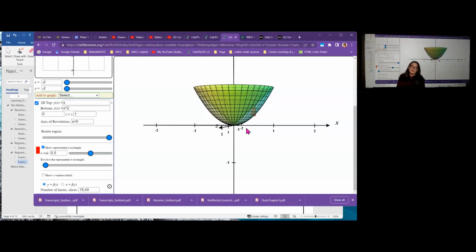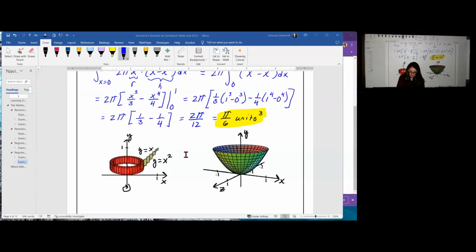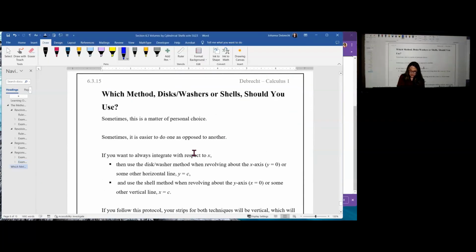Let's now turn our attention to the last topic for this section. The last thing we need to discuss is, well, which method should you use? The disc, the washer, or the shell? In most cases, it's largely a matter of preference, whichever one you think will be the easiest to apply. There are occasions where one method is simpler to apply than another. There may even be occasions where one method is something that you can do now, and another is something you'll have to wait to do in Calculus 2.